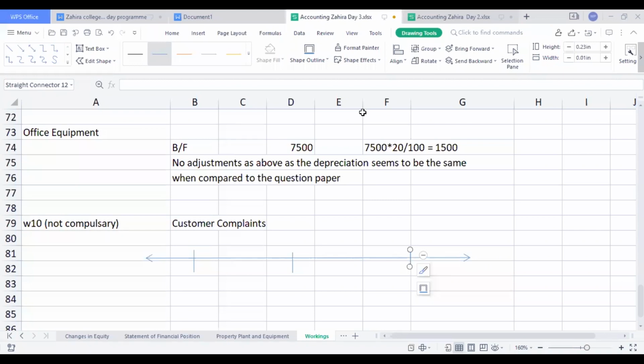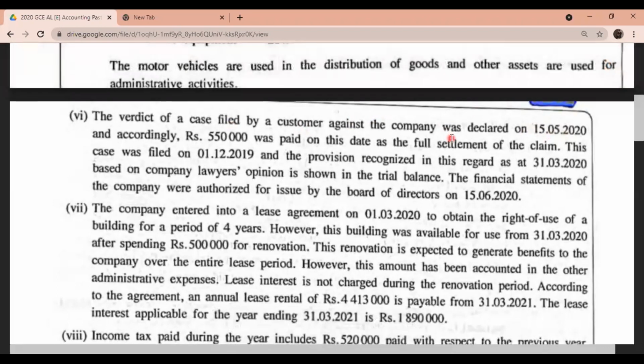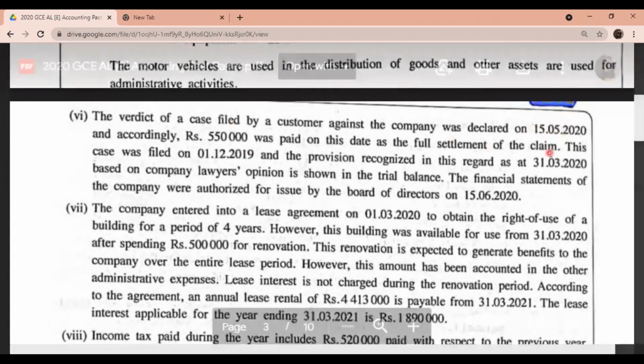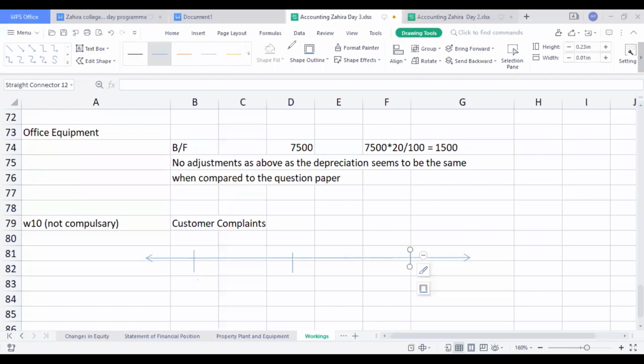Now see the same case study. I'm going to read it. A verdict of a case filed by a customer against the company was declared on 15/5. So there's an important piece of information that the customer has made a case complaint, but you might know that this customer will become in trouble. Because of that, they say that 550,000 was paid on this date as settlement of the claim. The case was filed on 1st/12/2019. So I'm going to move on to the adjustment. I'm going to write 1st/12/2019.